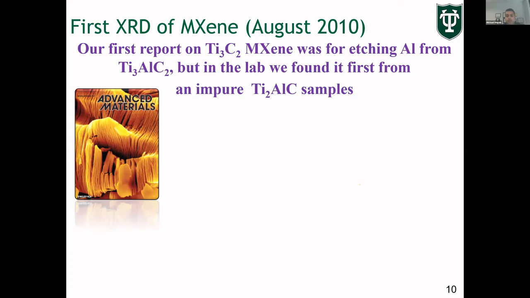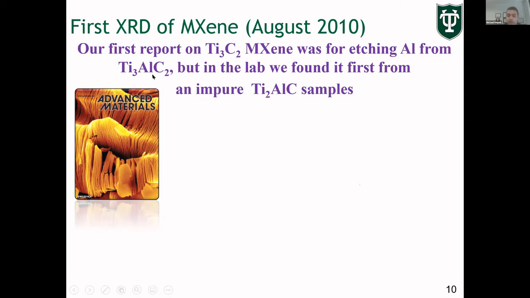And this is what happened: we got our first MXene. Our first report on MXene was in 2011. The experiment was done in August 2010, so it's exactly 10 years ago. We reported on removing aluminum from titanium 3 aluminum carbon 2.